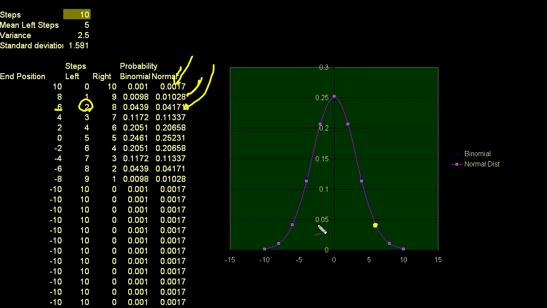So what's that probability? How do I figure this out using the probability density function? Well, I say the probability of taking 2 left steps, that's how I calculate it. If you actually click on the cell, you'll see that it is equal to 1 over the standard deviation, 1.581. And I just directly reference the cell there.